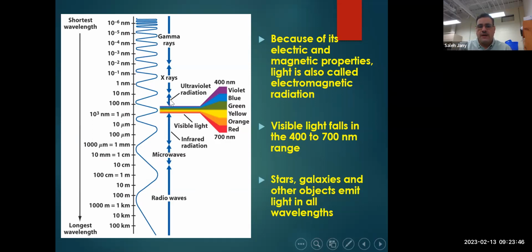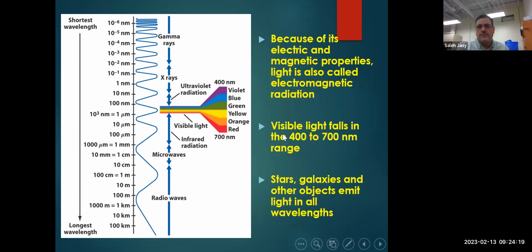And ultraviolet will have shorter wavelength, but higher frequency. So the energy will be different. The ultraviolet has more energy than the visible light. Visible light has more energy than infrared. X-ray will be more, and gamma ray. All these are light. They all travel at the same speed, the speed of light. But they have different properties because they have different wavelength and different frequency.